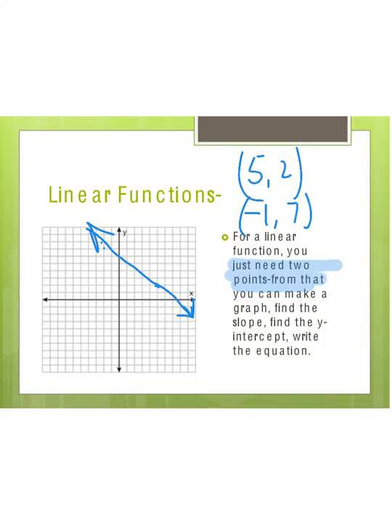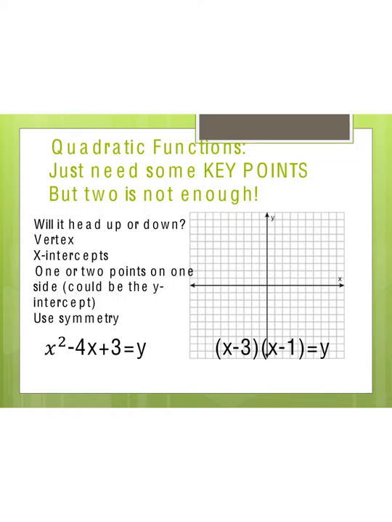You just need 2 points, but that's not true about quadratics. Quadratics, we need more than 2 points, but not a ton. We basically need the vertex. We need to know if it's heading up or down. And then you need 1 or 2 points on each side. So the x-intercepts will normally count as one of the points, and the y-intercept will normally be another point. And then you can just go ahead and use symmetry to help you.